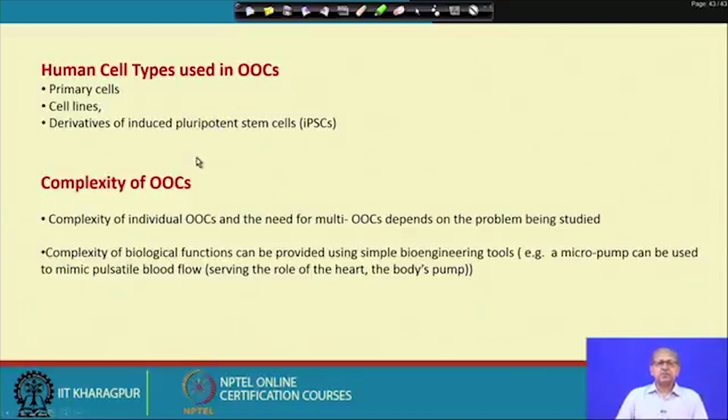Then, how much complexity should there be in organ on chips? It may be simple, it may be complex, but the complexity depends on what questions we are asking. The complexity of individual organ on chips and the need for multi organ chips depends on the problem being studied. For example, if you want to mimic the microfluidic structure for heartbeats, then a micro pump can be used to mimic the pulsatile blood flow, and how that pulsatile flow can be arranged in a fluidic platform we have already discussed in our earlier lectures.